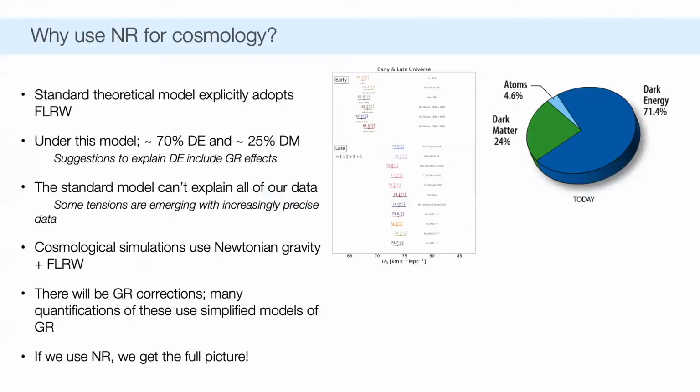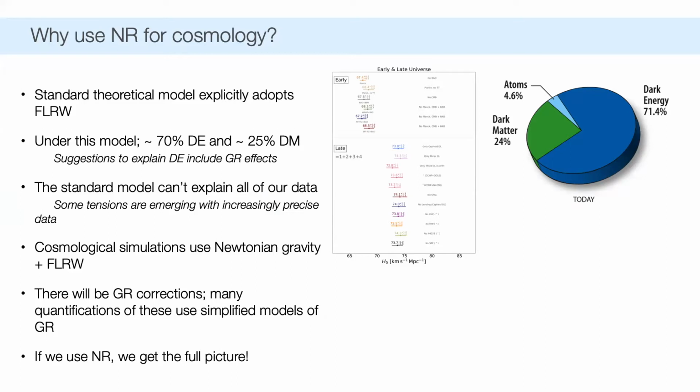So the first question you might have is, why do we need numerical relativity for cosmology? In cosmology, we're interested in the large-scale evolution of the universe. And historically and currently, we use the Friedmann-Lemaître-Robertson-Walker, or FLRW, model in general relativity for our standard theoretical cosmological model and almost all of our cosmological data analysis as well.